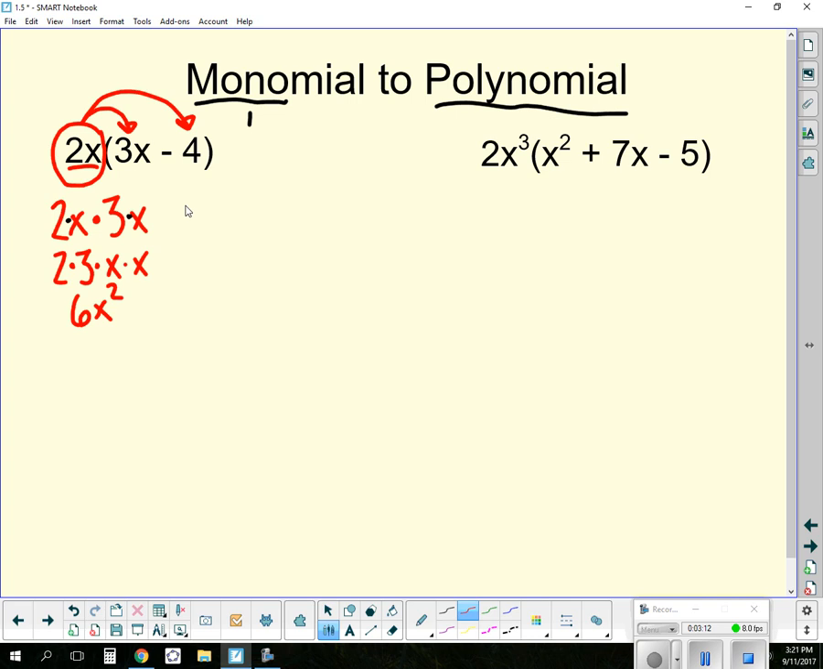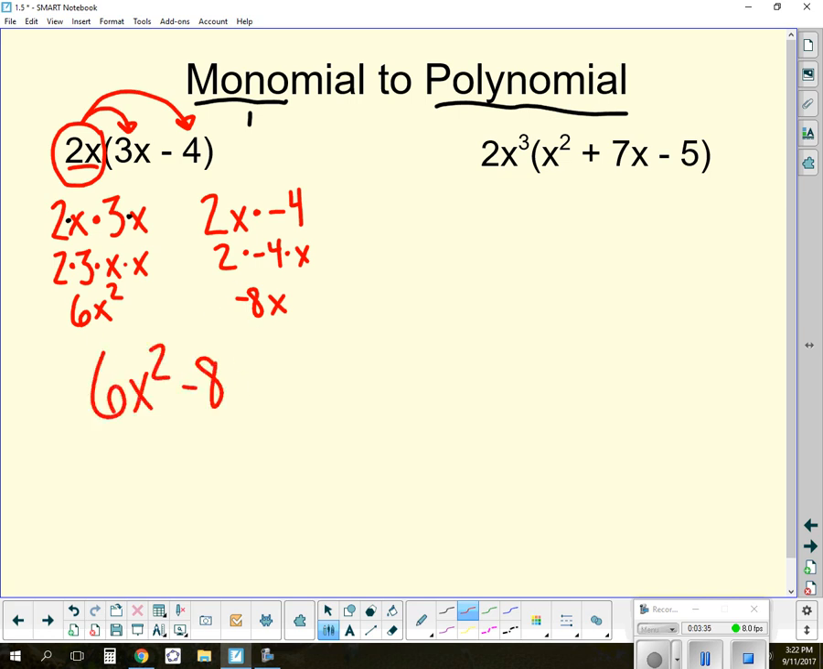Okay, that's nice and clean. So that was just 2x times 3x. We also need to do 2x times negative 4. Watch that sign. Again, we can use the commutative property and move the negative 4 next to the 2, which gives negative 8 and then the x behind it. Put all that together: 6x squared minus 8x. I don't expect you to do all this work every time, but that's the explanation of what we're doing.